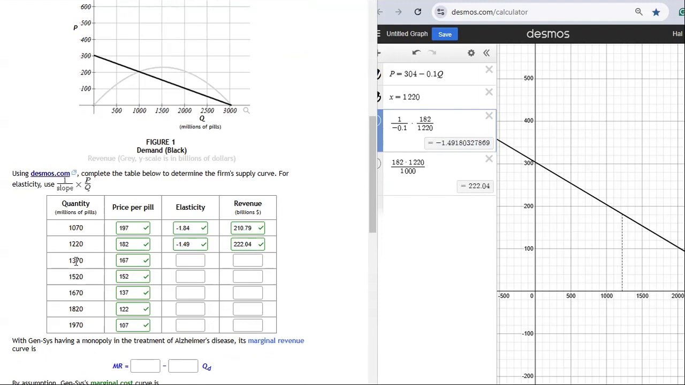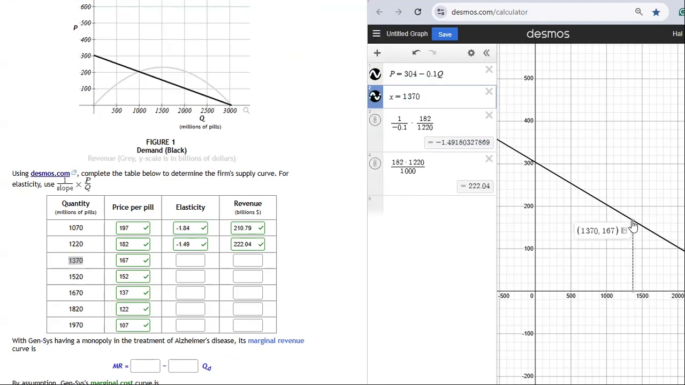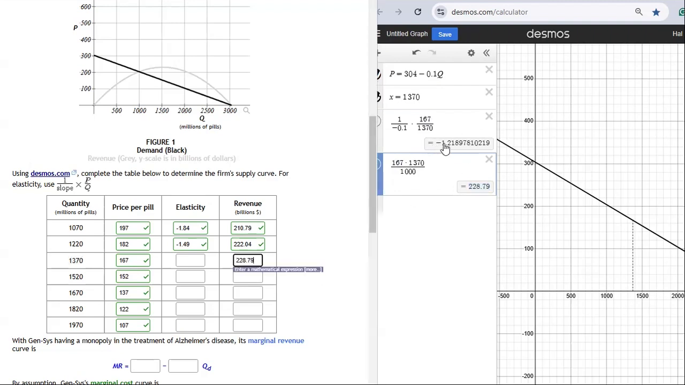Now I'm going to change quantity to 1370. The price is 167. Wherever I see 1220, I replace it with the quantity 1370. I'm going to replace the price with 167. Now my revenue is $228.79 billion. My elasticity is negative 1.22 because this 8 makes that a 2 when we round to 2 decimal places.